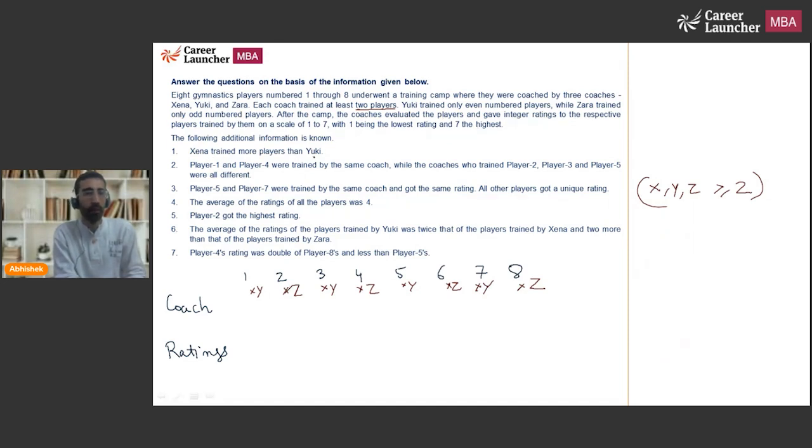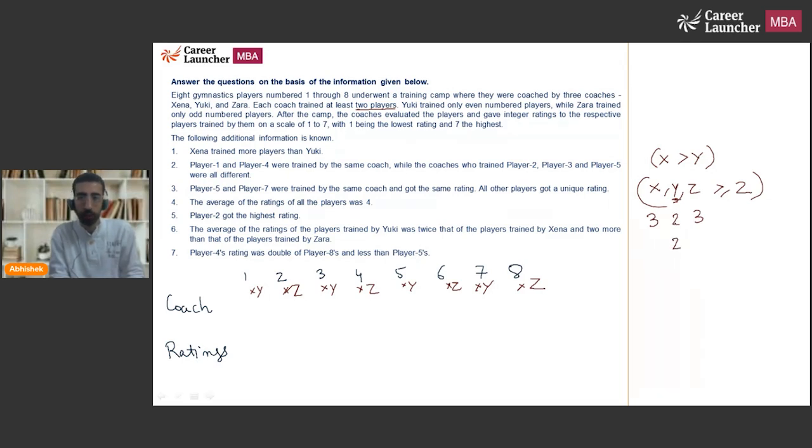The question says, X trained more players than Yuki. Good to know. Now, we can actually start from here, right? If Y has trained 2, X has trained more than 2, surely, because Y would have trained at least 2. We can probably make cases. Would that be prudent? Let's see. If Y has trained 2, X would have trained 3. That's 5. Then Z would have trained 3. That's one possibility.